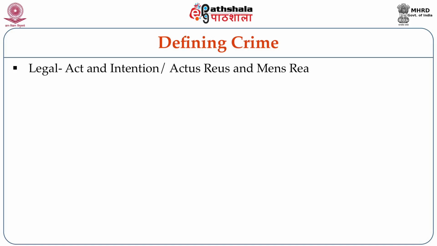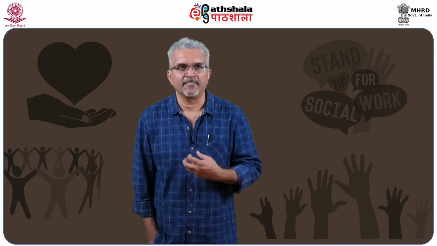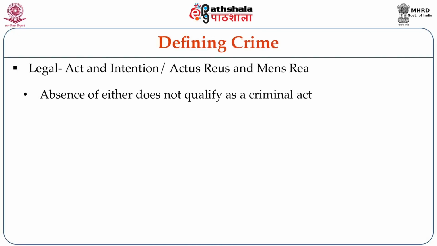There must be an act or an omission which is defined as something that should not, in terms of an act, be done. In terms of an omission, it is something that you're supposed to do but you don't do it. So it has to be an act or an omission, which is called actus reus. And the second part is that there should be an intention to commit the act or to omit doing the act, and that is called mens rea. So both actus reus and mens rea should be present when you are defining what is crime. The absence of either actus reus or mens rea does not qualify as a criminal act.